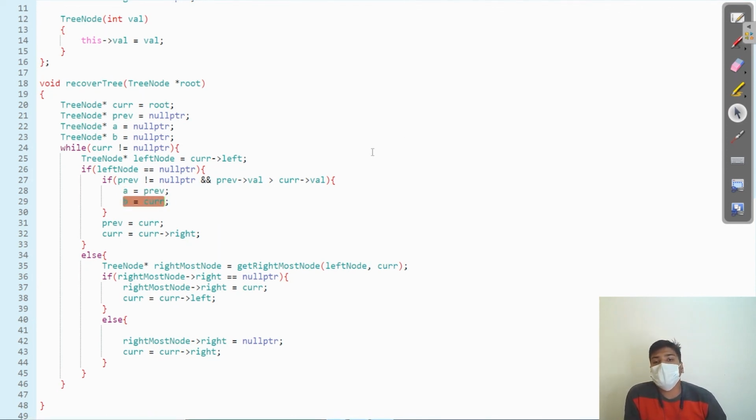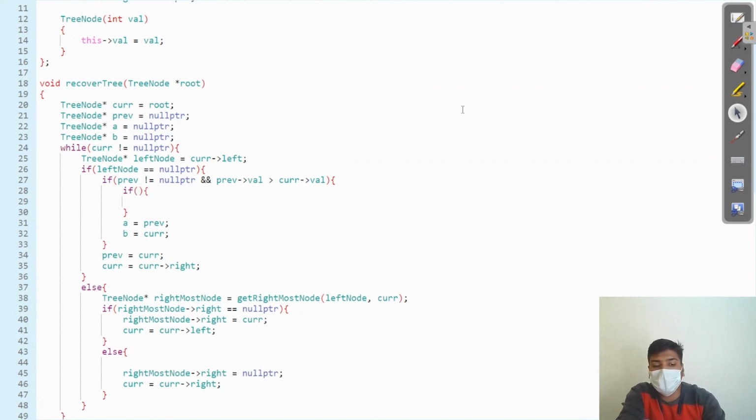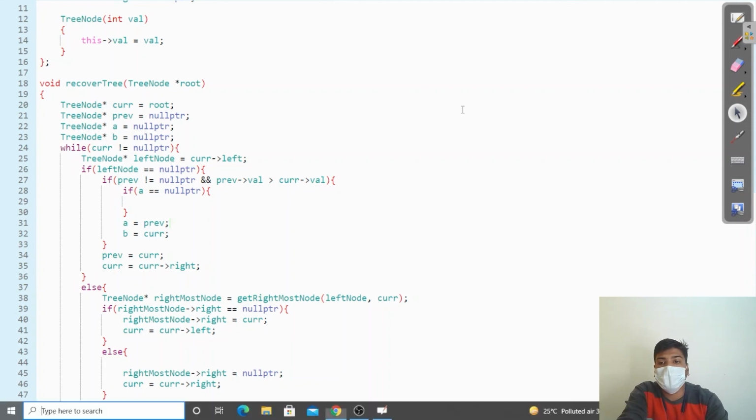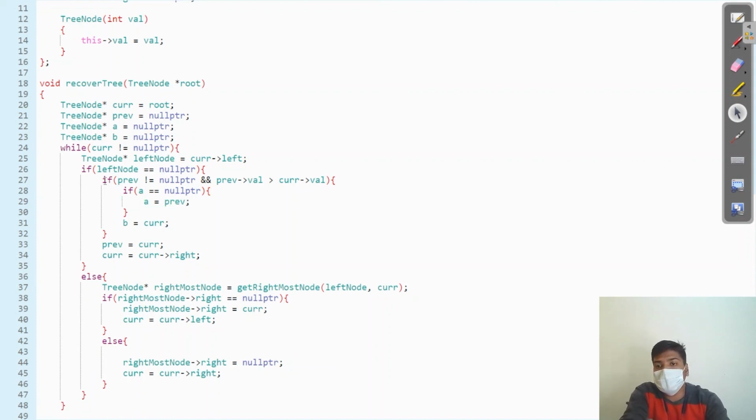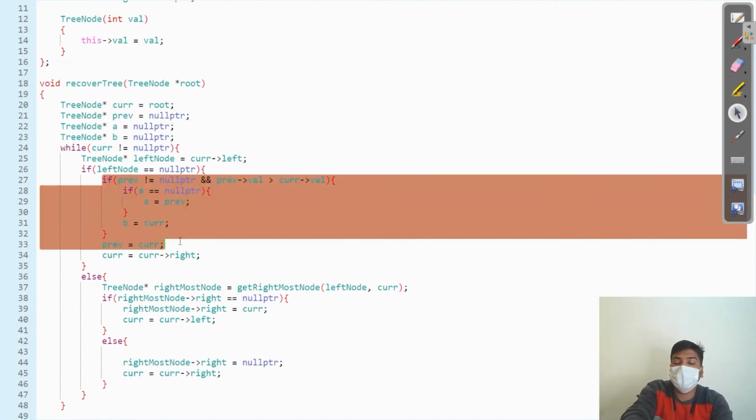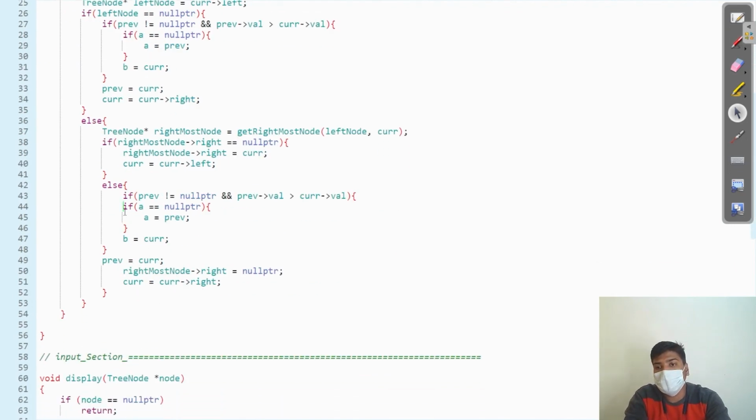So we will make a check here: if this ambiguity has occurred only the first time, then change a. That means if a is equal to null pointer only, at that point only change this a, otherwise change b. So the same code I'll write for the second place where I'll get my in order.